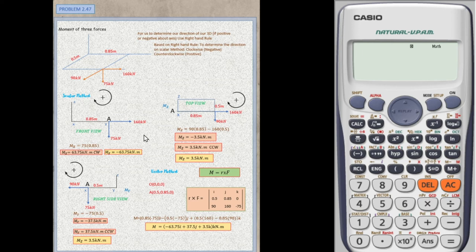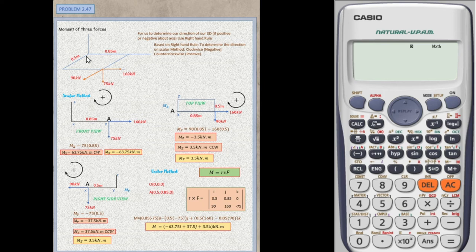So that is how we analyze this moment of three forces. So how about the vector method? With the vector method, there is no problem when it comes to direction because it will give you the direction based on its process. So here, from O to A, this is our force.